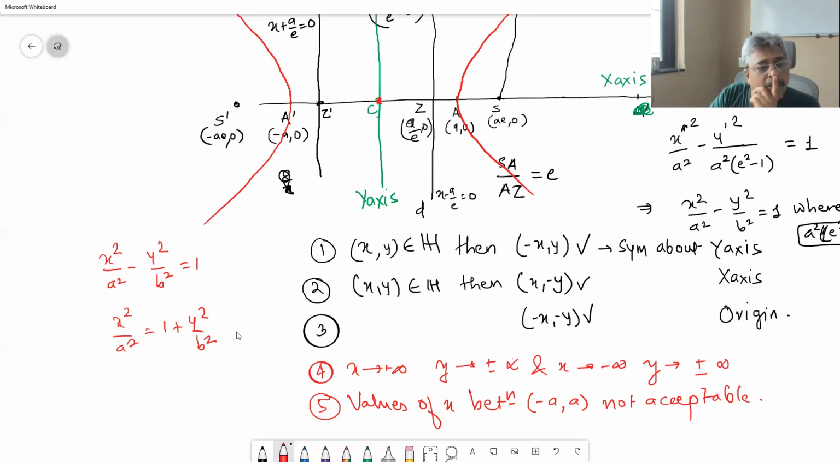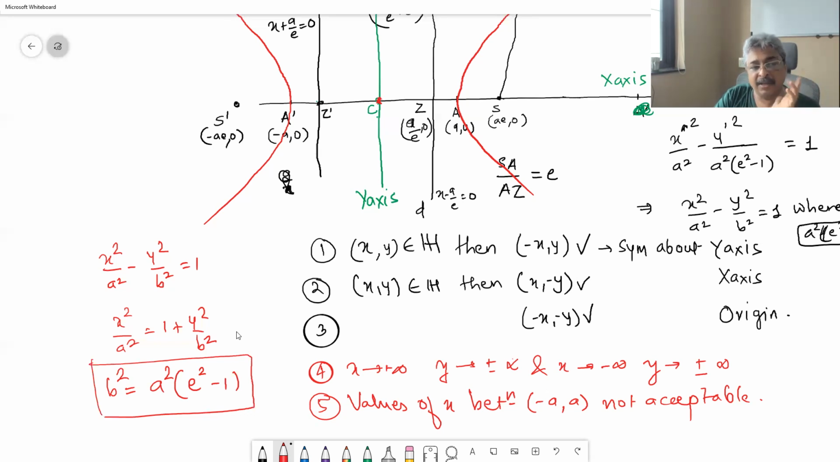Now, what do I mean by this b? We said b square is equal to a square inside bracket e square minus 1. And e is greater than 1. However, b is going to be smaller or bigger depending upon how big e is. If e is between 1 and 2, then b will be smaller than a. But if e is greater than 2, then b will be greater than a. Okay, so everything is acceptable here, provided e is greater than 1.